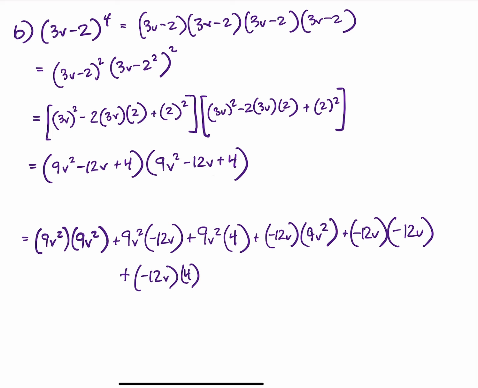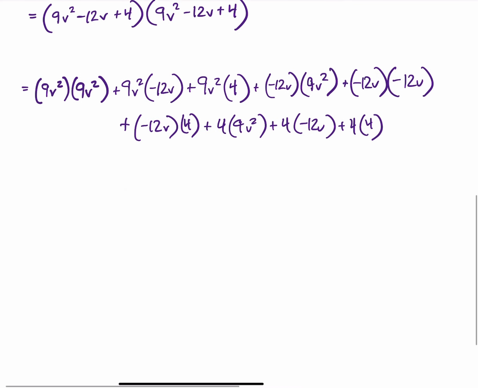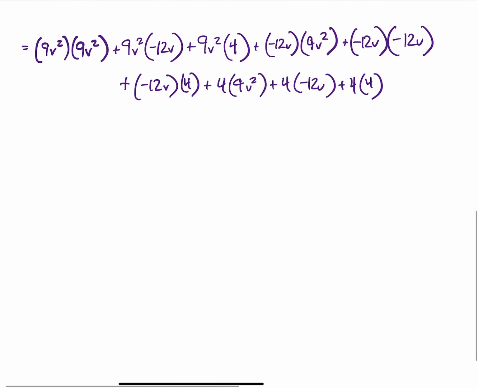Now let's do the same thing with that last 4. We'll multiply it to each term. So plus 4 times 9v squared plus 4 times negative 12v plus 4 times 4. So it got pretty long here, but let's multiply everything out and then combine our like terms together.